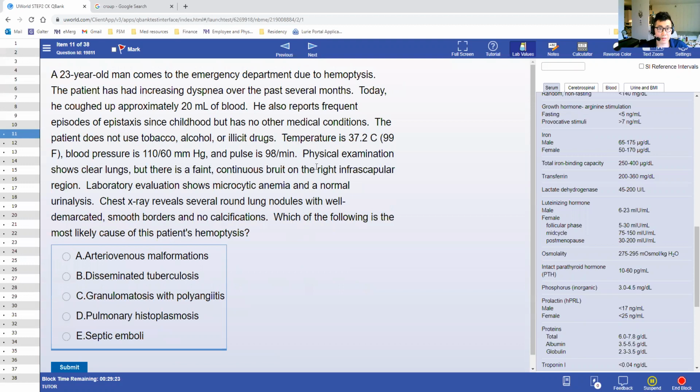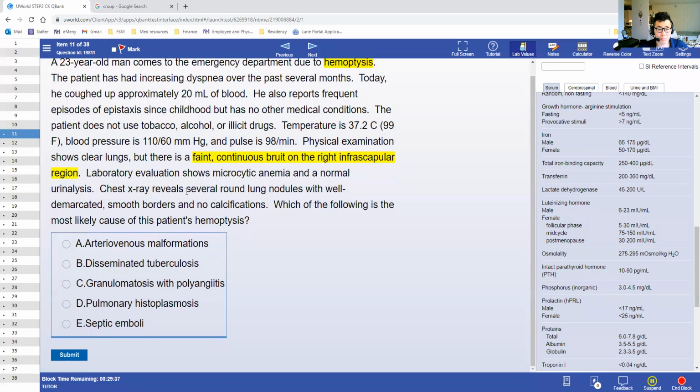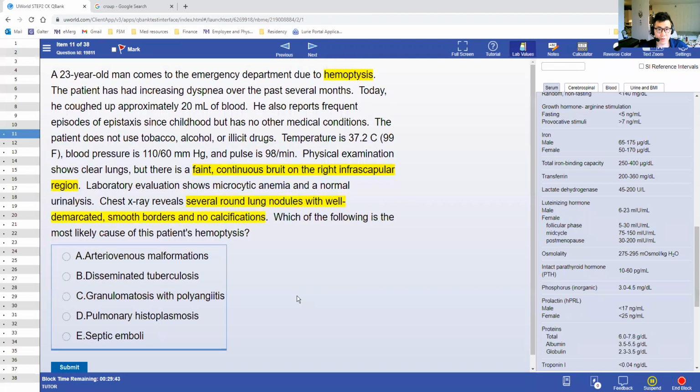Pathophysiology question, hemoptysis. Coughing up lots of blood, epistaxis, all that good stuff. All right, I'm not really sure what this is. Could be he has a genetic problem with a lot of AVMs, especially given how long this has been going on. If it doesn't tell me about the bruit and his childhood history, I'd be more concerned about some kind of autoimmune disease. But it doesn't seem like this.